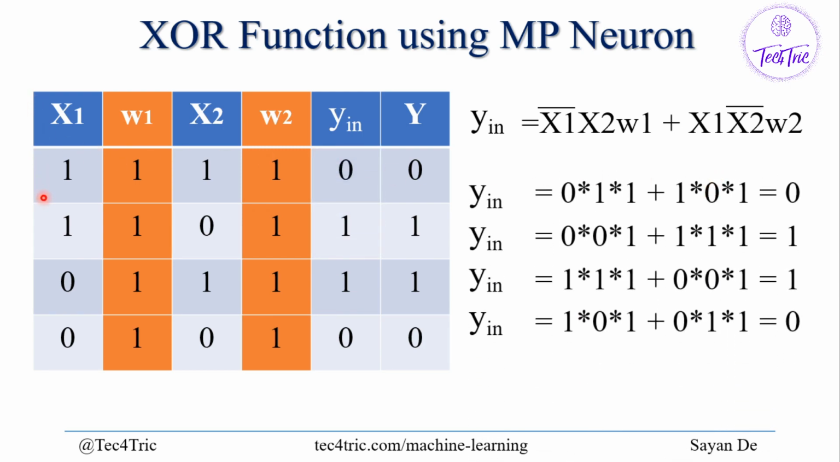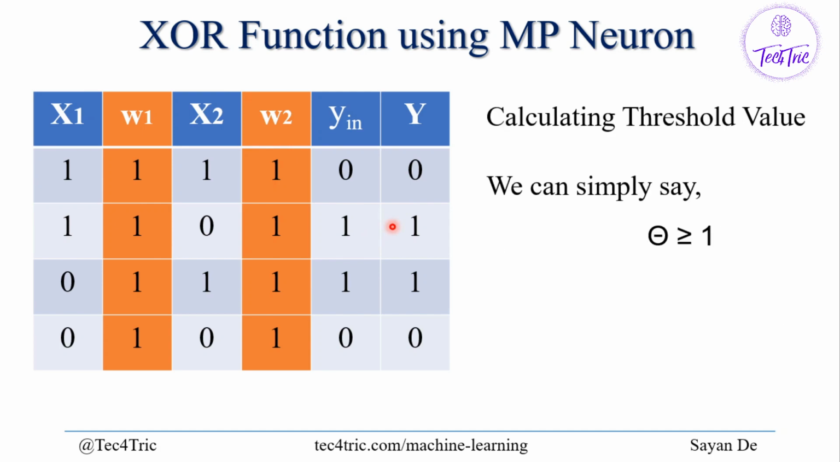So for x1 equal to 1, it will be 1 bar, or 1's complement, that is 0. So 0 into x2, which is 1, so 1, w1 is 1, so 0 into 1 into 1. Plus x1 is 1, and x2 bar, so x2 is 1, so 1 bar will be 0, so 1 into 0 into 1 equals 0. And like this we have to calculate for the rest of the inputs, and we will get 0 1 1 0. This is our calculated net input and this is our actual output. So as you can see, both are the same.